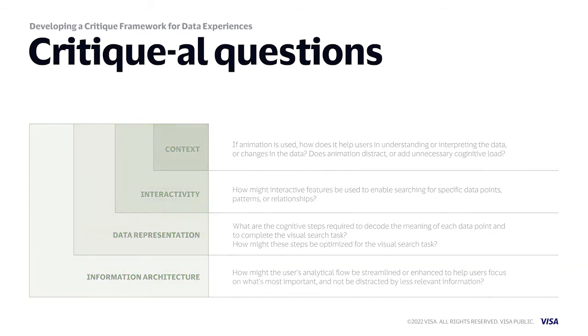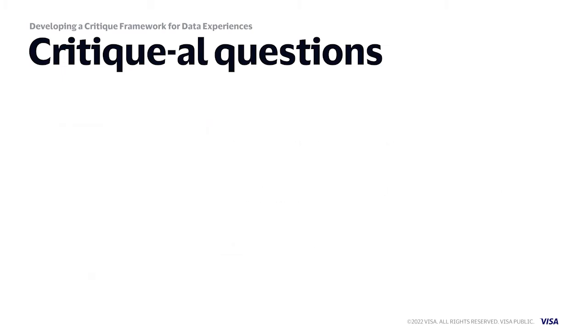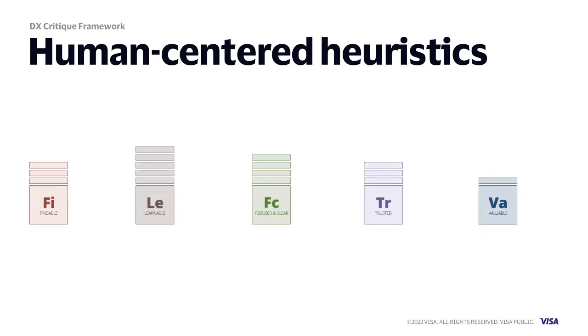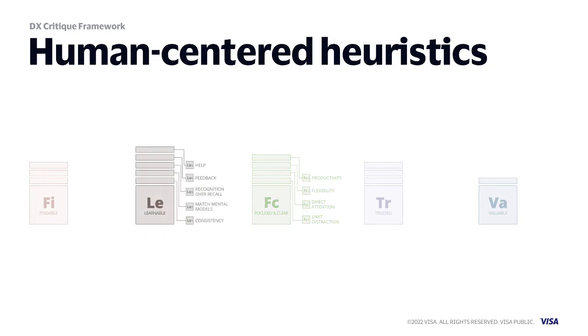But the productivity heuristic can't describe all the different aspects of an effective data experience. That's why we included 16 heuristics grouped into 5 broad categories in our framework. So for the focused and clear category, productivity is one heuristic we can consider. But we also look at 3 other heuristics: limit distraction, direct attention, and flexibility. Under learnable data experience, we have heuristics like consistency, matching mental models, and help, all of which support new users in quickly and easily learning how to use the system and how to interpret the information.